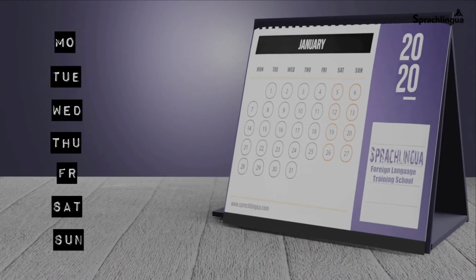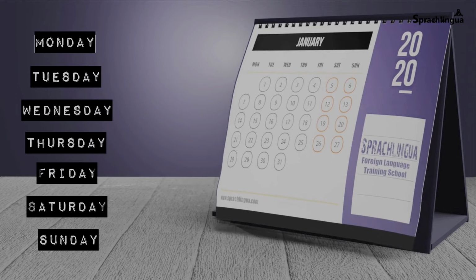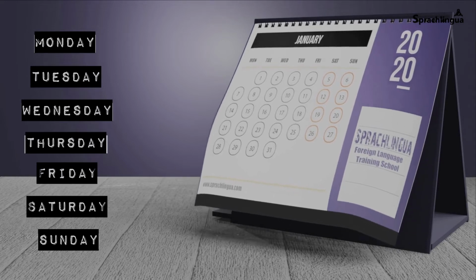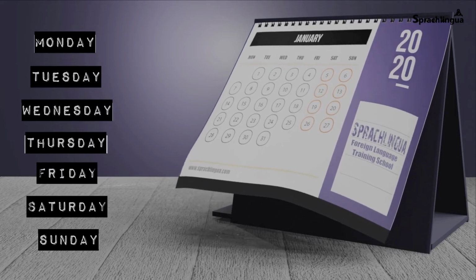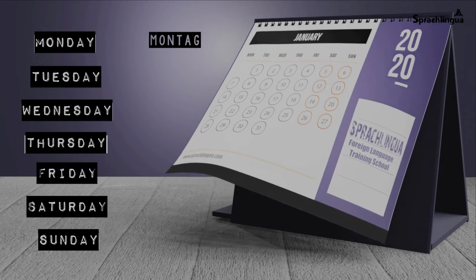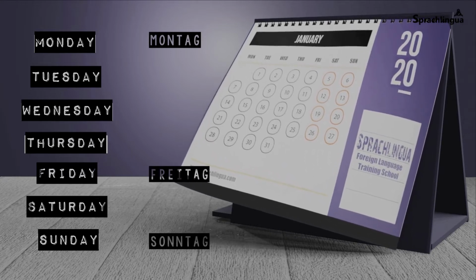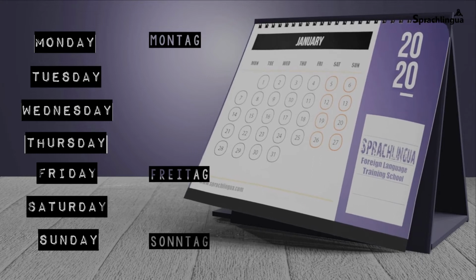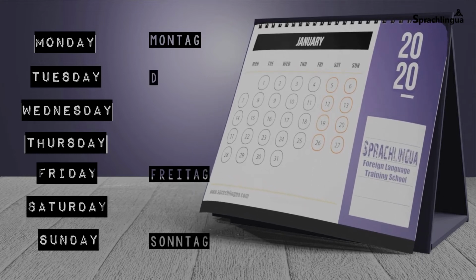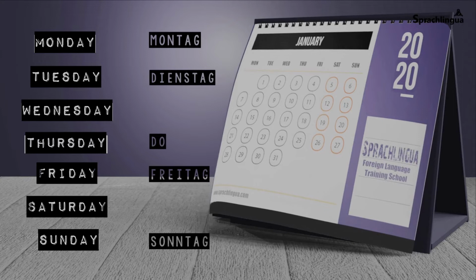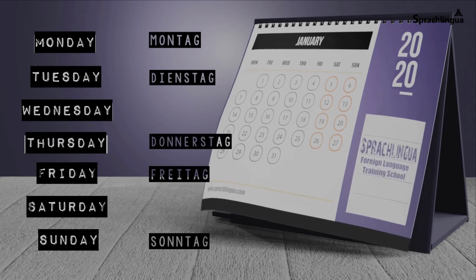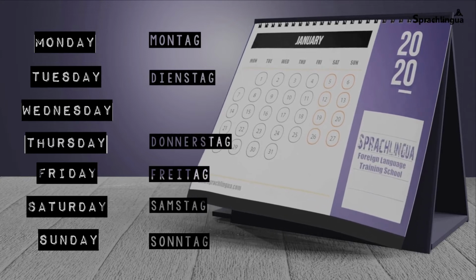All weekdays in English end with day. We have already seen day is Tag in German. So replacing day, we get Monday, Montag, Friday, Freitag, and Sunday, Sonntag. The words that aren't similar to English ones are Tuesday, Dienstag, Thursday, Donnerstag, and Saturday, Samstag.